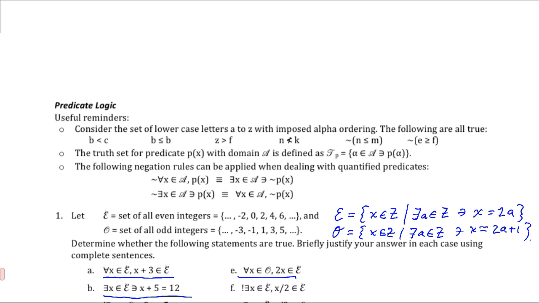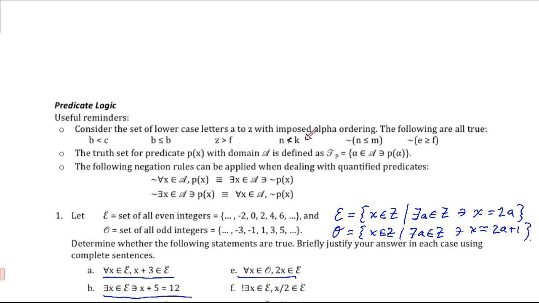And what I'm going to do is go up to the top here and just review a couple of these statements that I say here with alpha ordering on A to Z. The following are all true. B is less than C because it comes before C in the alphabet. B is less than or equal to B because B is equal to B, and therefore it satisfies less than or equal. Z is greater than F because Z is the last one. N is not less than K because N comes after K in the alphabet.